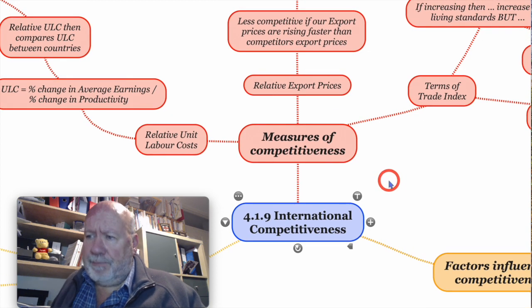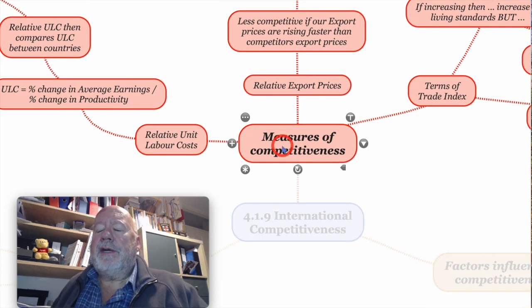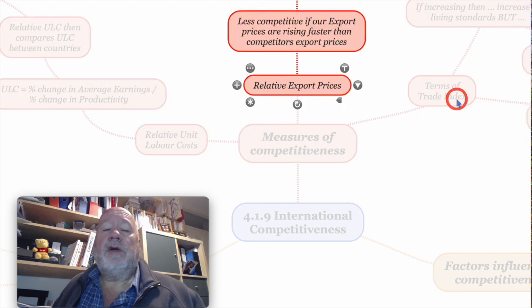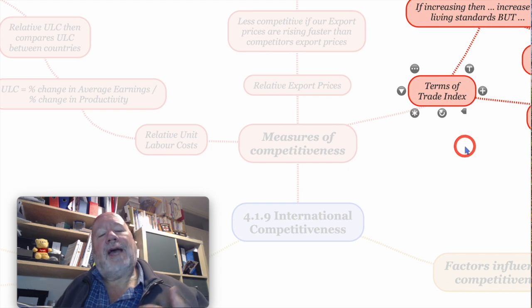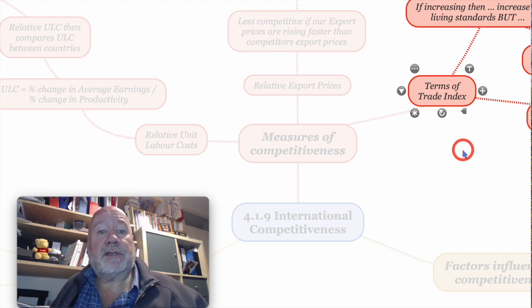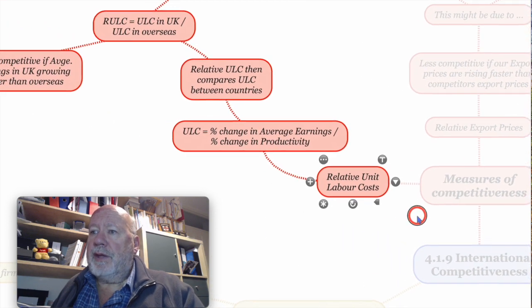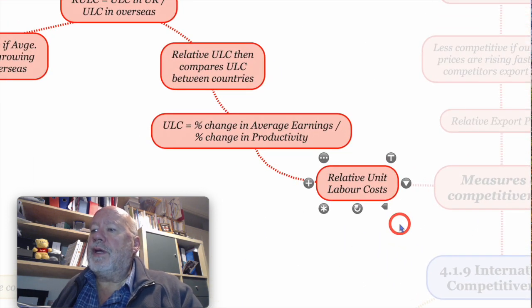So the first thing that we need to say is that there are three different measures of competitiveness: one, relative unit labour costs; two, relative export prices; and then we come back to the terms of trade index as well. Okay, so let's look at the first one here, the relative unit labour costs.